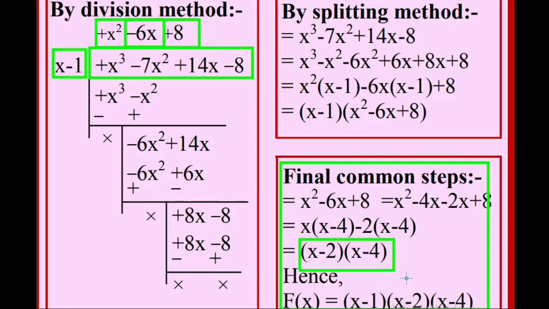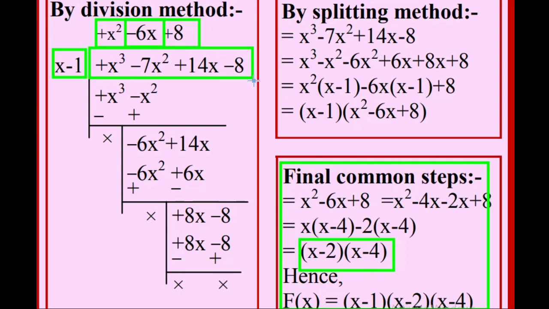So here you see the whole dividend was x cubed minus 7x squared plus 14x minus 8, and using the factor theorem we found one factor, that is x minus 1. We extract that factor from the polynomial, and the quotient obtained is x squared minus 6x plus 8. This quotient is further factorized, and we get the factors x minus 2 and x minus 4. So altogether the factors of the polynomial are x minus 1, x minus 2 and x minus 4.